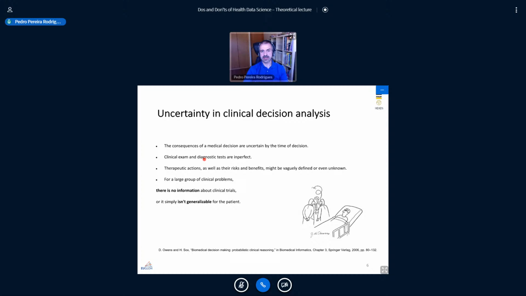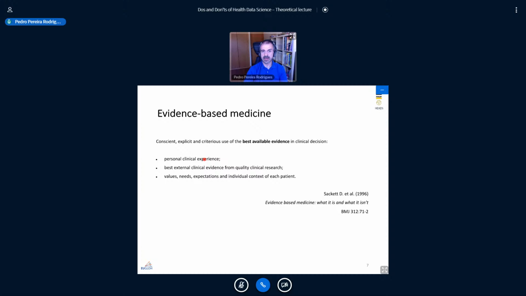The fact is that there is a lot of uncertainty in clinical decision analysis, and the consequences are usually uncertain. So even if we know a lot about some disease, we might not know if the actual decision that we want to provide to the patient will be the best one, and if we can generalize the knowledge to that patient. And this is why evidence-based medicine came into practice, where we want to combine the personal clinical experience with the best external clinical evidence from quality clinical research, and also the values, needs and expectations of each patient.